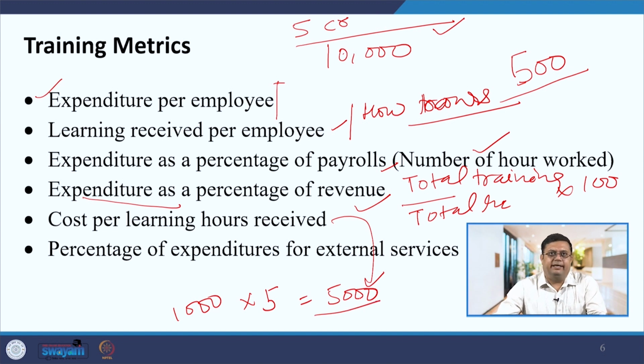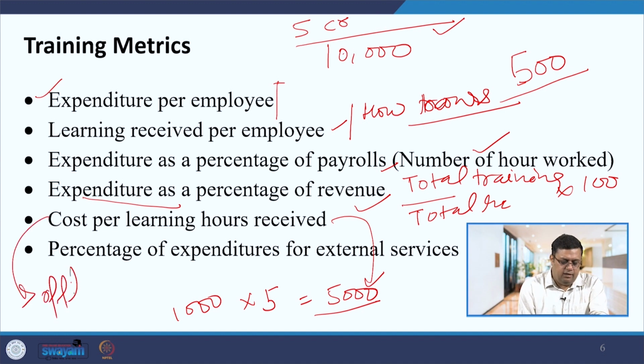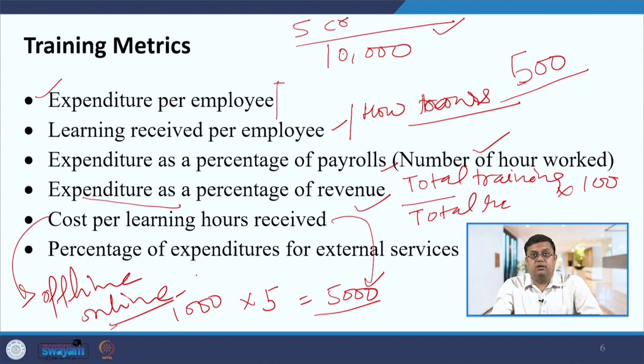In order to go in depth, what you can do is divide this amount into offline training and online training. In online training, how much amount per hour do you need to spend, and offline how much amount do you need to spend. In the same way, when the instructor is in house, how much is the cost? If the instructor is an outsider, what is the cost? If training is taking place in house, what is the cost? If training is taking place outside, what is the cost?